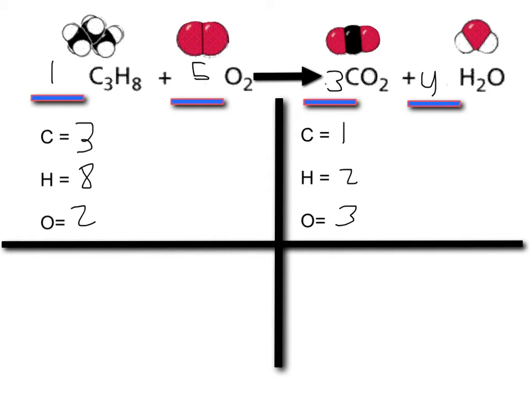This will get us 8H. This will get us 10O and 3C. And this will get us 10O. Now that we have this equal, let's see how the equation looks.